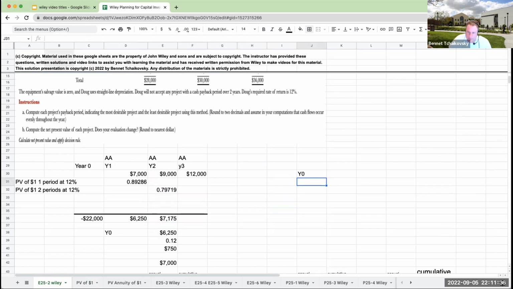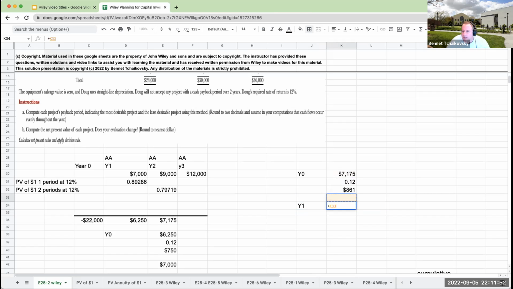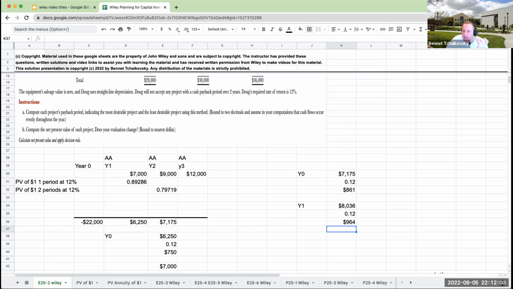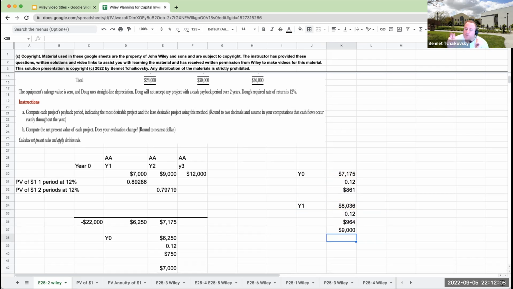Well, if in year 0, I have 7,175, right? I'm now able to compare this to this. That's what we're saying. If I'm making 12% interest on this amount, that's going to give me $861. So by the end of year 1, I'm going to have my initial investment of 7,175 plus the interest I just earned, right? So now I've got 8,036. If I invest this again at 12%, I'm going to get 964. And so then by the end of 2 years, this is going to be at $9,000. So that's why we go through and use present value.